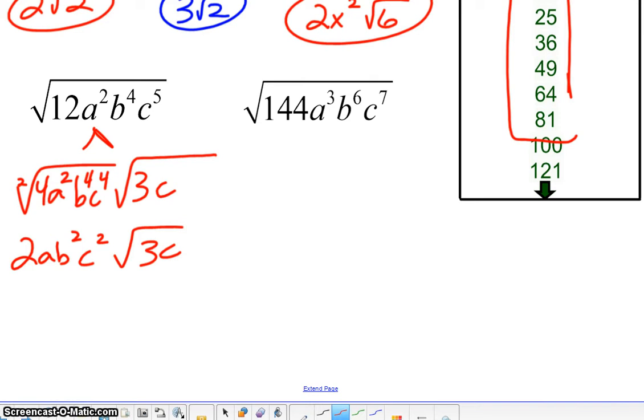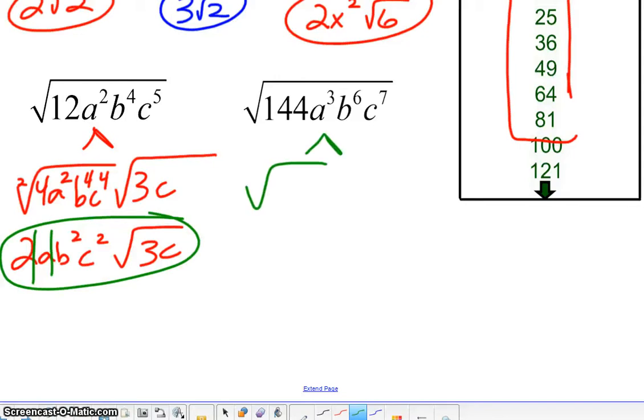Now, this answer right here is missing something, and it goes back to what we talked about in 7.1: when do you need an absolute value? So if you notice, I can't guarantee that a is going to be a positive number, so I'm going to put absolute value signs around that. The other ones, anything squared, is going to give me a positive number, so I don't have to worry about it. Final answer, we have to have the absolute value around the a.